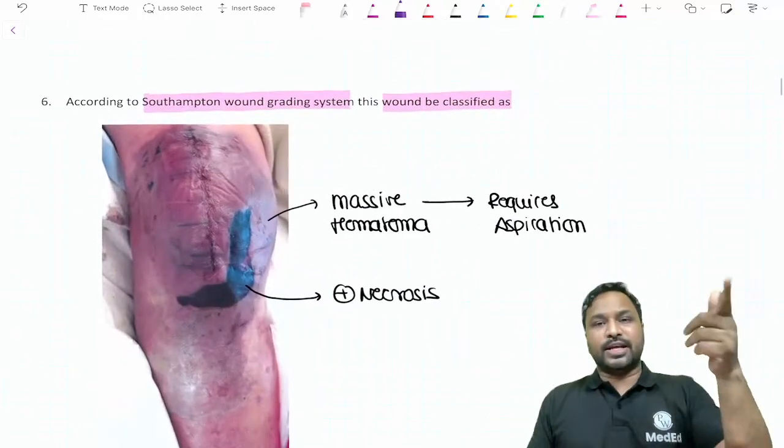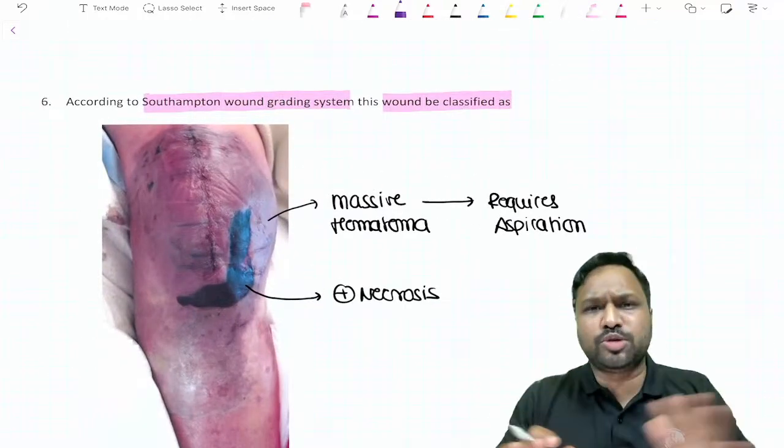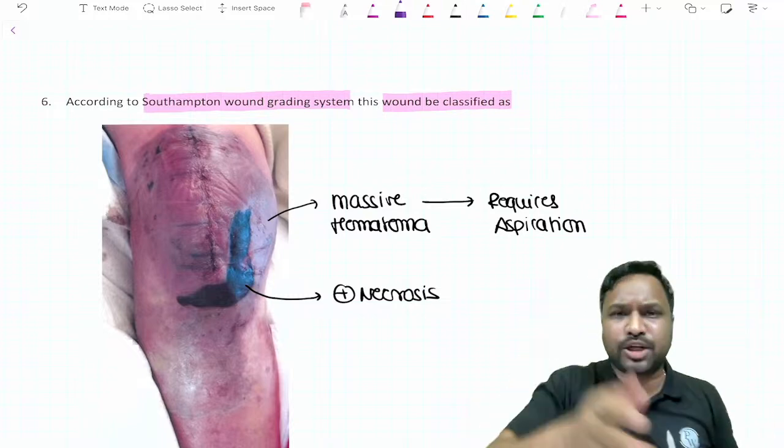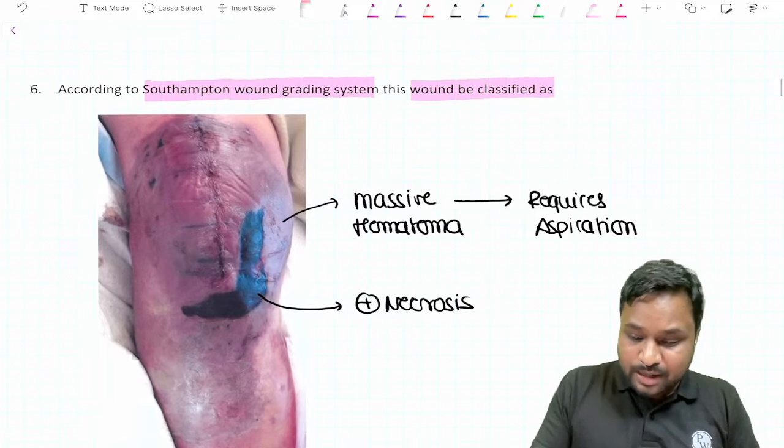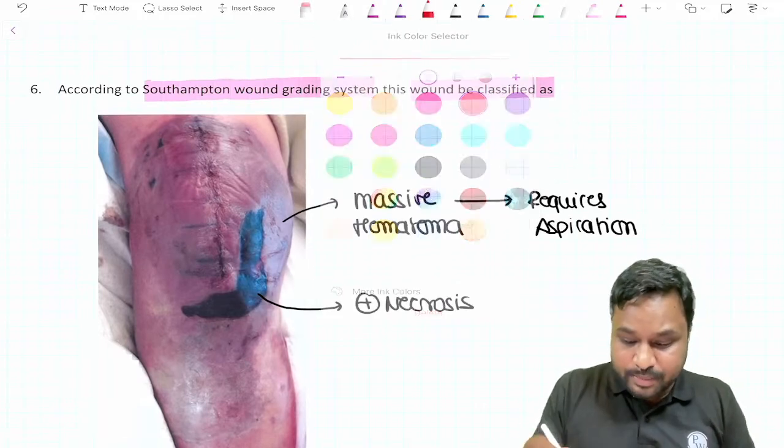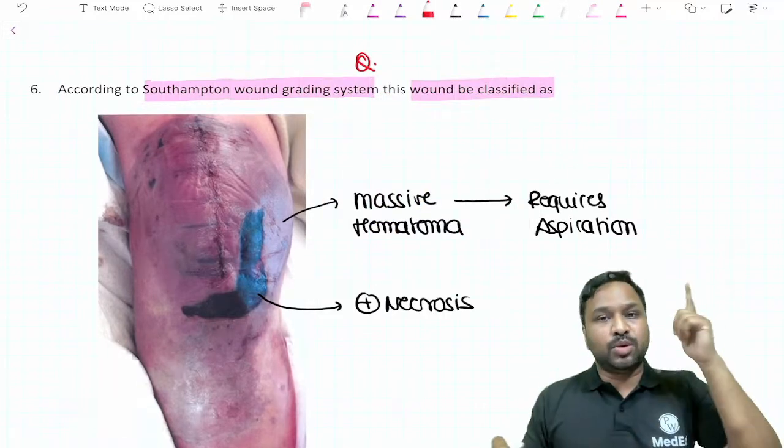Now, another question, that is topic number 5. What is topic number 5? Wounds. Wounds are going to be absolutely important, especially your surgical wounds and the post-operative wounds. Now, according to the Southampton wound grading system, remember this word, Southampton wound grading system.